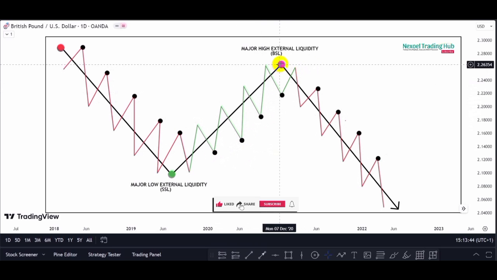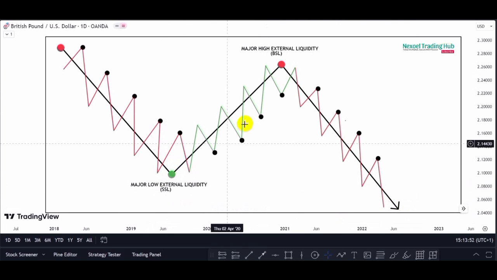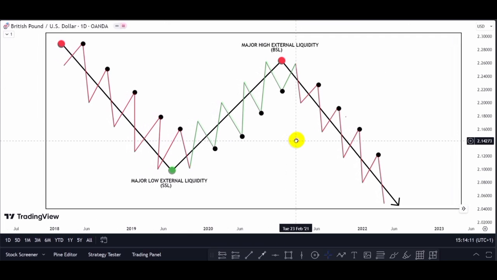So you can see here we have the external range liquidity. From this range to this range is our external range liquidity. From this range to this range is our external range liquidity. And within the external range liquidity, we have the internal range liquidity. So this is how you look at liquidity: external and then internal range liquidities. So let's look at the chart for further examples on how to apply the concept of liquidity and inducement in our trading.